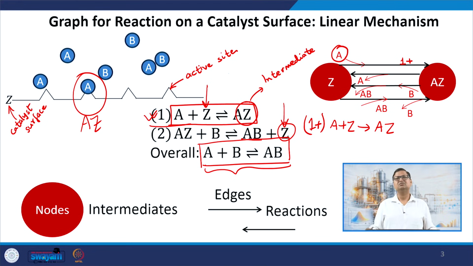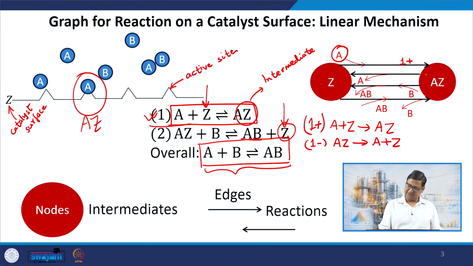involved another reactant A. Now, the reverse reaction of 1 is AZ going back to A plus Z. And now you see again the same thing is happening. We are going from AZ to Z. So this is my 1 minus. And instead of A getting consumed as in 1 plus, in 1 minus, A is getting released.